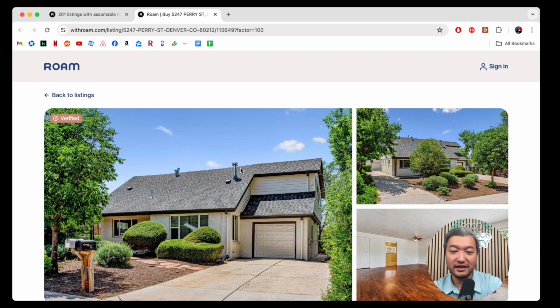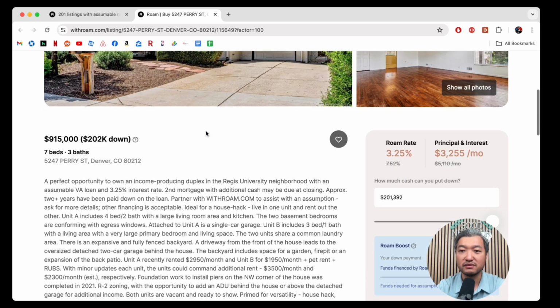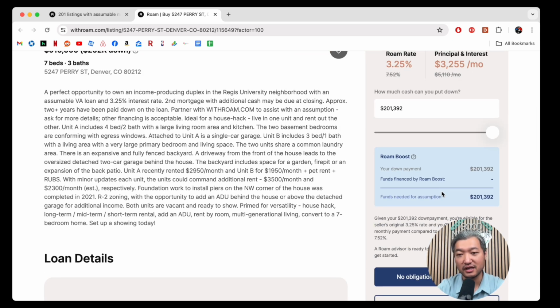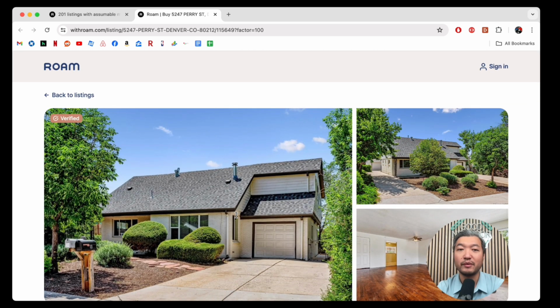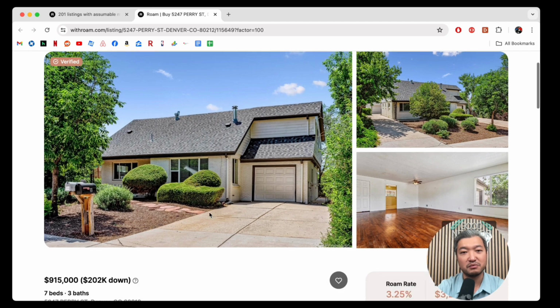This is definitely all new. A few caveats to consider. Closing is going to take a little bit longer if you use this Roam service. You don't necessarily have to use this Roam service unless you have to get this second lien. They do charge a 1% closing cost at closing. So for this particular deal, it would be $915,000, so they would charge just a little bit over $9,000 to help you with the assumption and to help you obtain this second lien to purchase the property.